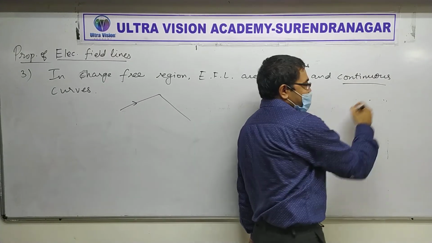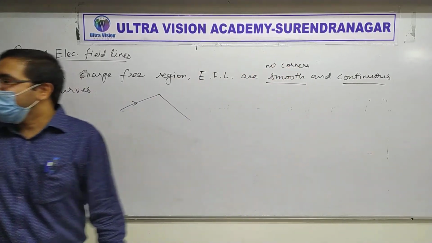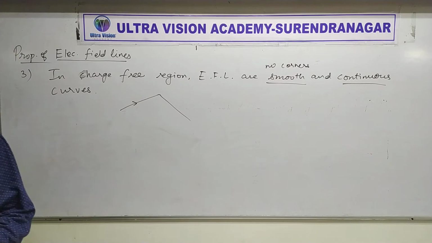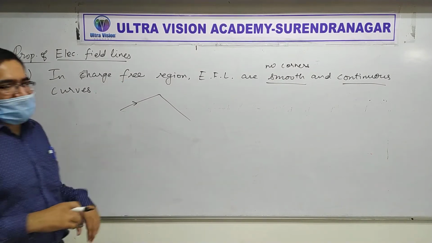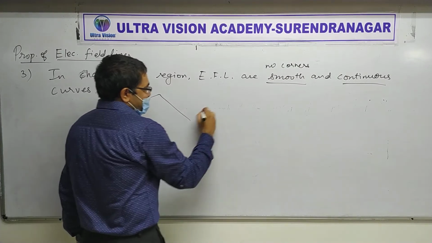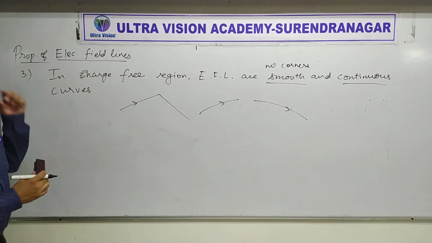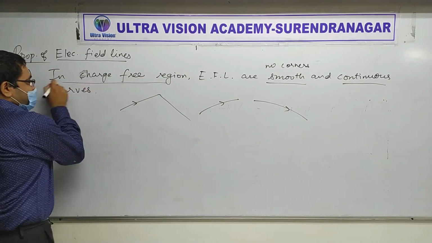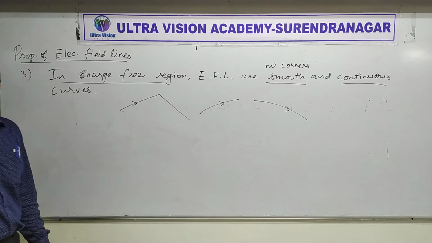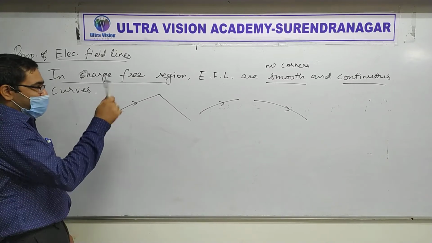That's a little bit easier. Continuous means without breaks. So you can write that: no breaks. So it can't be like this. In charge-free regions, that is. You understood that? It will only break at a charge.